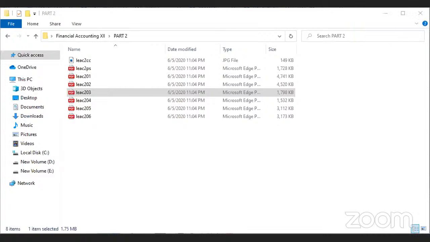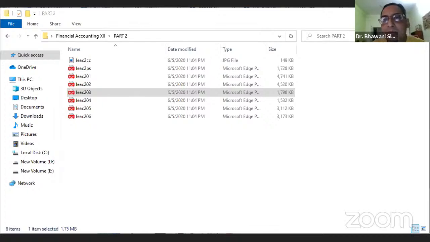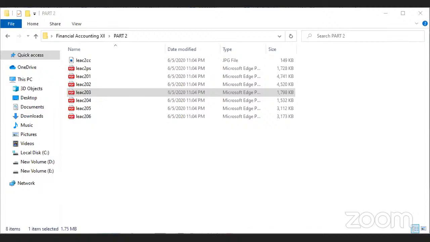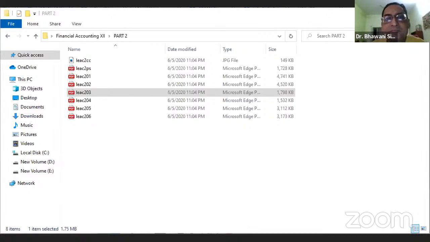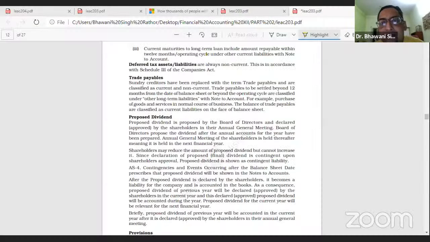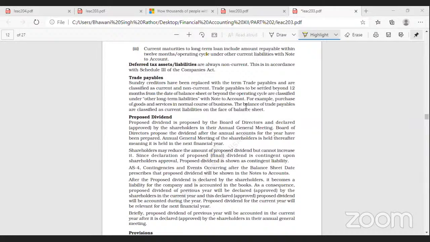Excuse me, sir. I think we can see only a folder screen. Can you just put in your PPT as well? No, I'm not using PPT. We can see only a folder screen, financial accounting 12 part 2. That's all. We can't see the PDF material. Just a minute. Yes, now it's visible.